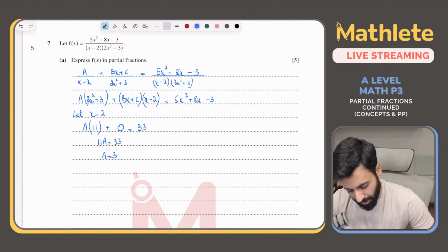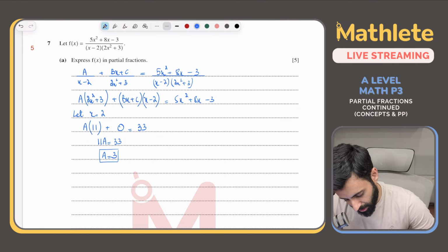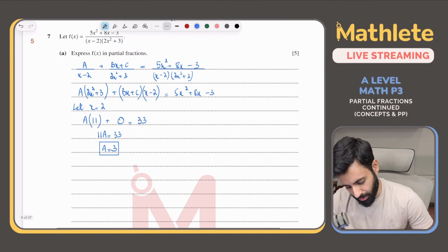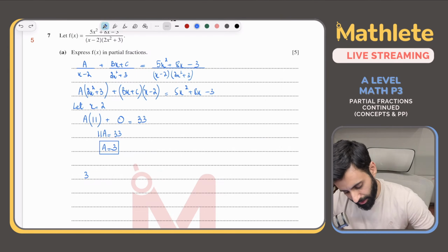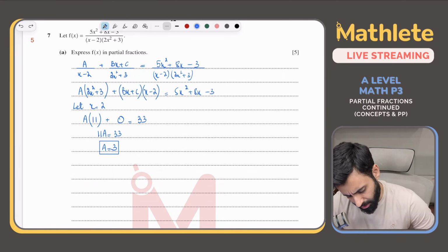Okay? So we have the value of a. Now let's see what is the value of b and what is the value of c. So now this is what it looks like. And the other value of x that I think we can take is 0. Yeah, let's take x to be equal to 0.